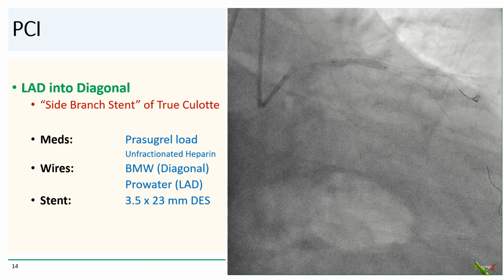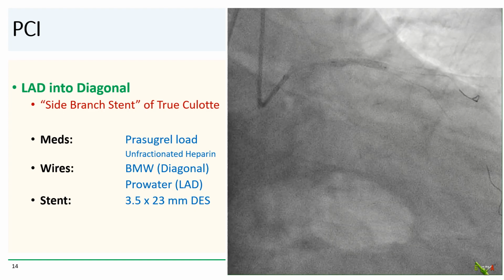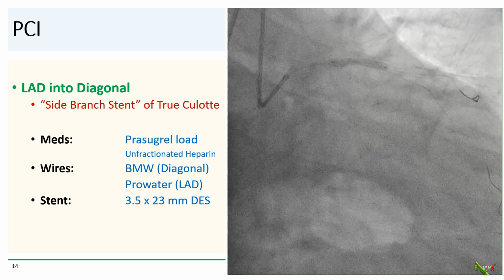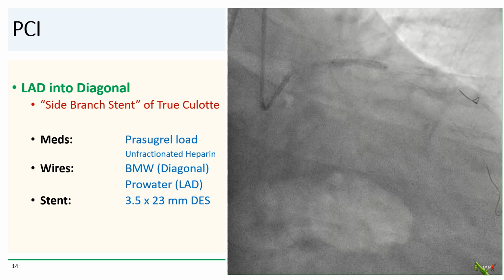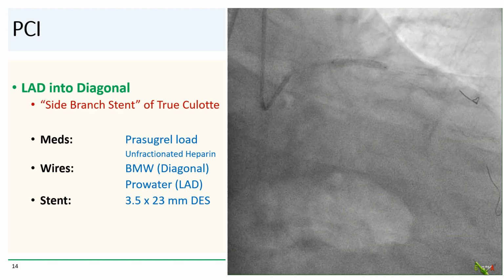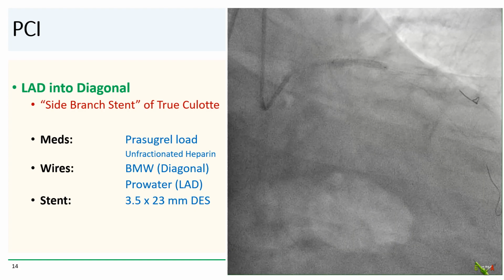So here we go. We're first going to place the side branch stent of the culotte from the LAD into the diagonal. We reloaded the patient with a P2Y12 inhibitor. This time we used prasugrel on the off chance that the patient could also be a clopidogrel non-responder. Both the diagonal and LAD were gingerly wired with a workhorse wire, and thankfully for us, the dissection did not cause much of an issue.